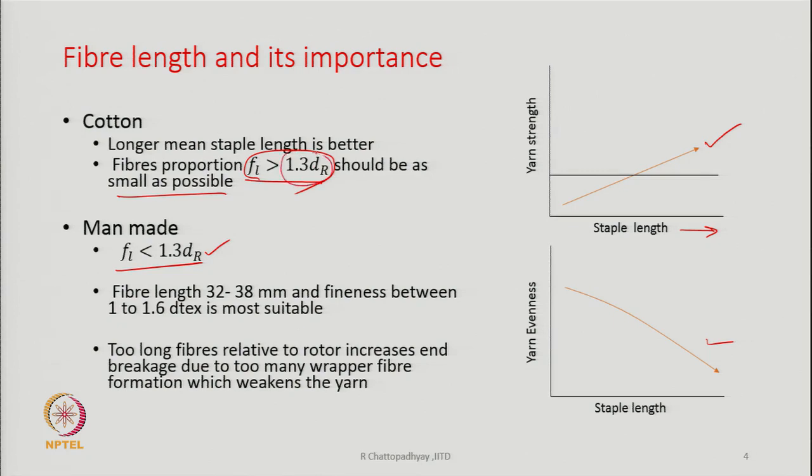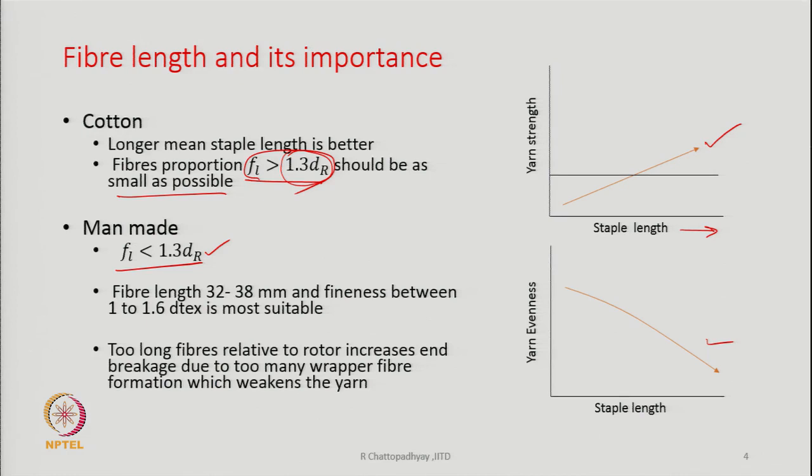That means the very long fibers. For a given diameter of the rotor, the fibers which are more than 1.3 times the diameter of the rotor, their numbers should be less. The fewer there are, the better, because these fibers are prone to form wrapper fibers. We will see how wrapper fibers are basically produced. I think we have already discussed this earlier, and therefore, very long fibers are not good.